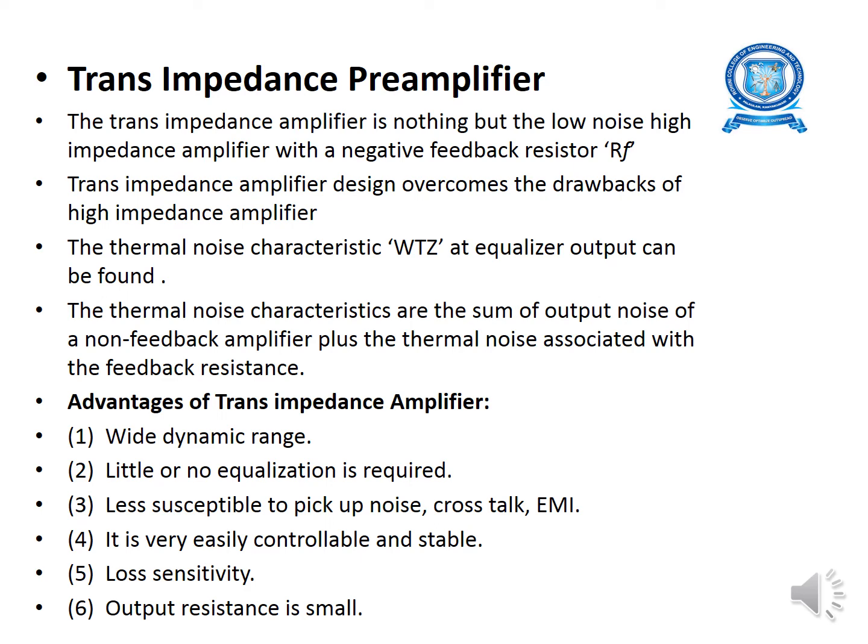The bandwidth of the transimpedance preamplifier is given by BTZ = A / (4π RC), where the thermal noise characteristics WTZ and the equalizer output can be found. The thermal noise characteristics are the sum of the output noise of a non-feedback amplifier and the thermal noise associated with the feedback resistance.